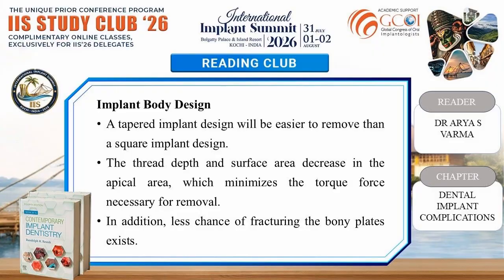Implant body design. A tapered implant design will be easier to remove than a square implant design. The thread depth and surface area decrease in the apical area, which minimizes the torque force necessary for removal. In addition, there is less chance of fracturing the bony plates.